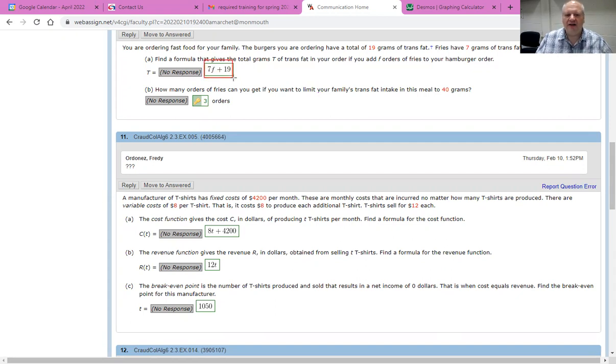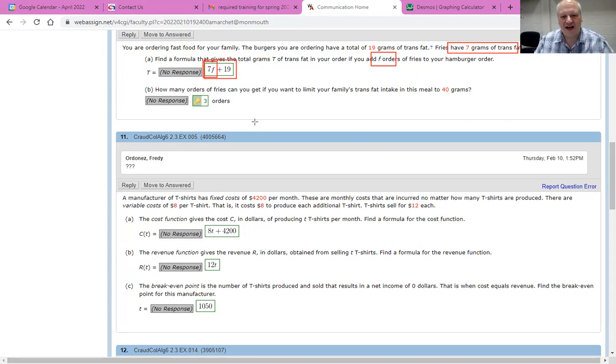we already are going to get 19 grams of trans fat in our order right off the bat. Every time that we order fries again, there's going to be 7 more. And if there are F orders of fries, then 7F represents the grams of trans fat you get from the fries. If you add that to the 19, then you have your solution.